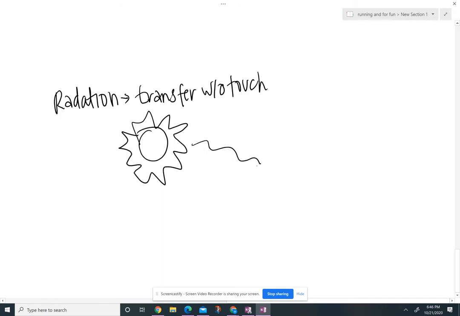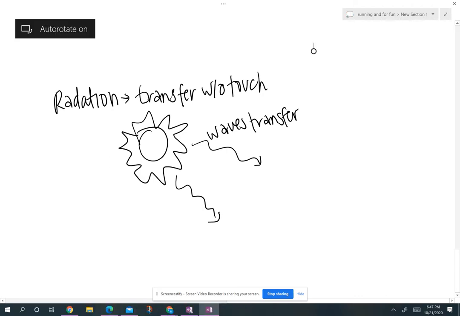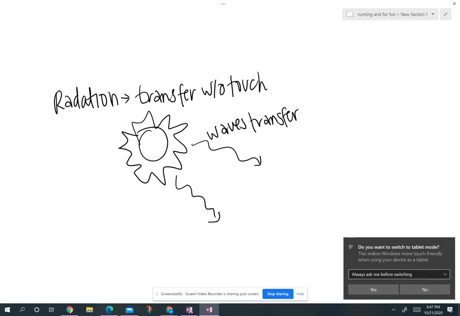And the sun, you can still feel the heat from the sun from far away, right? But you don't touch it, right? And you don't have molecules transferring the energy, right? But instead, we have waves. So we have waves that transfer energy. That is the big thing here, that we have waves to transfer our energy. The next one is going to be conduction.